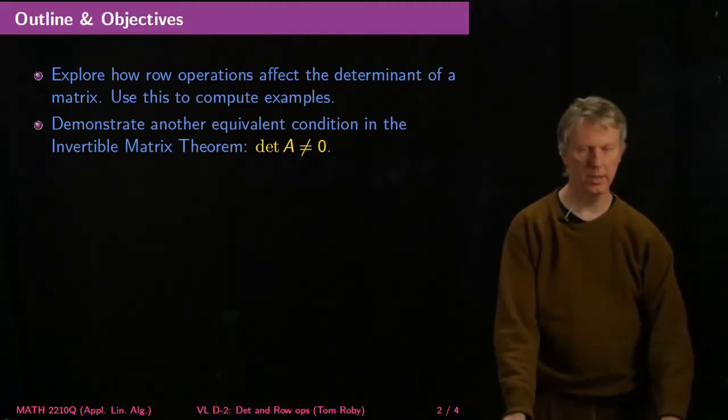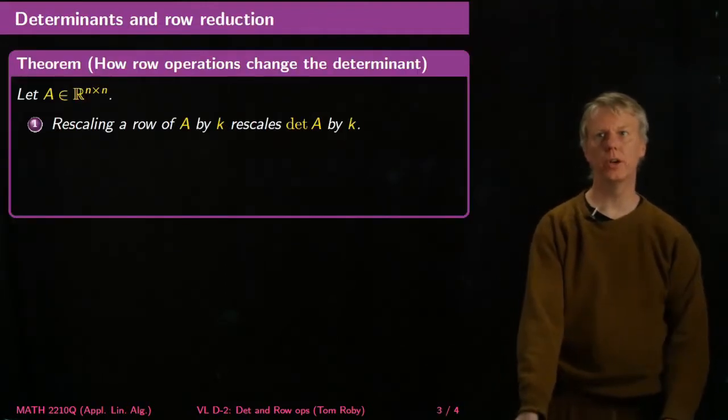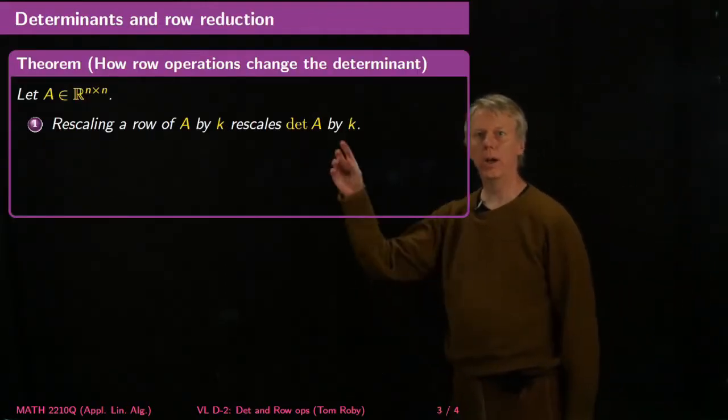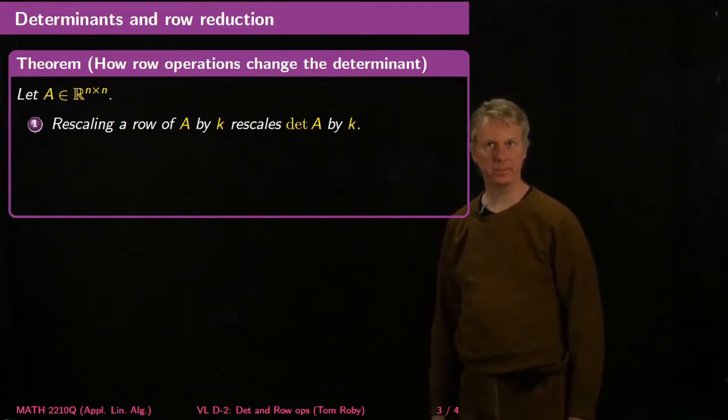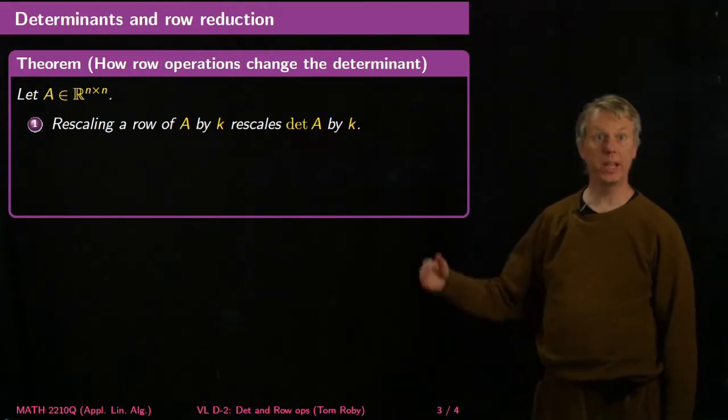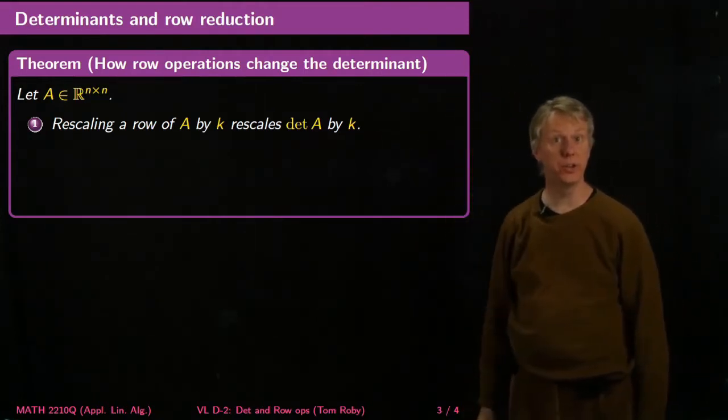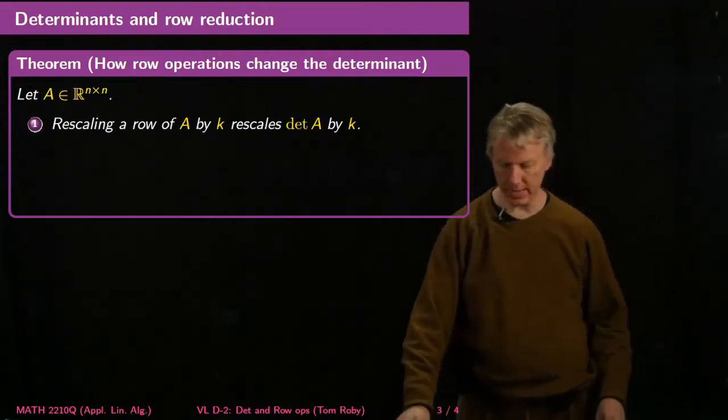Okay, so here's the first result. What happens if we, for example, rescale a row of A by K? Then if we rescale a row, we actually rescale the determinant by that same amount. And this is not so hard to see.